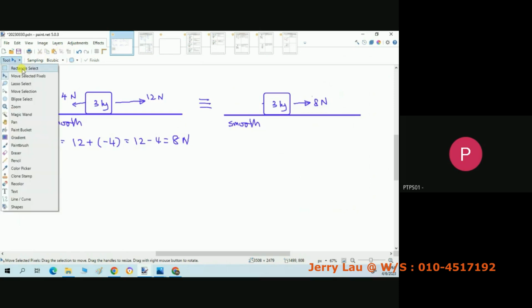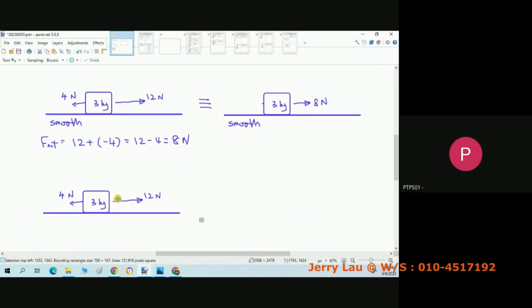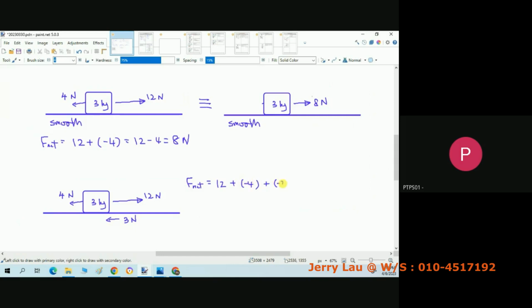Then it may come to another case like this, the third case. You're pulling it to the right, and then you're pulling to the left at the same time, and it is encountering another frictional force, let's say 3 newtons. What will be the net force now? The net force must be added vectorially. So 12 newtons to the right plus -4 newtons, plus -3 newtons. So 12 minus 7, it's 5 newtons. That means you get a force to the right, which is 5 newtons. The net force is 5 newtons. So you add up all the forces vectorially, you get a single force.